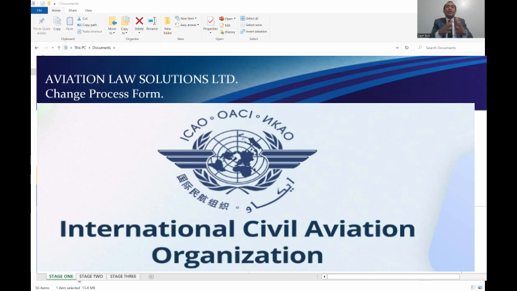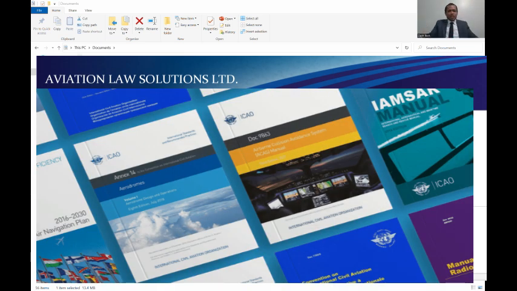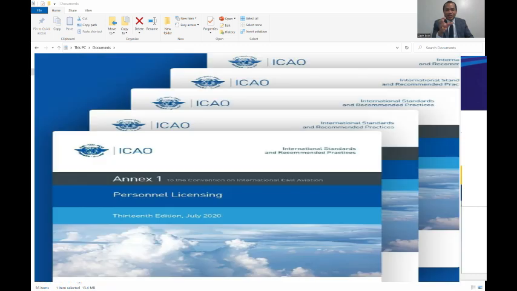Now, if you look at ICAO today, ICAO has a lot of documentation, a lot. No matter how well you can read, you can't read it all. But central to ICAO are what are called the ICAO Annexes. There are 19 annexes, starting from Annex 1, which has to do with personnel licensing, all the way through to Annex 19, which has to do with safety management systems.